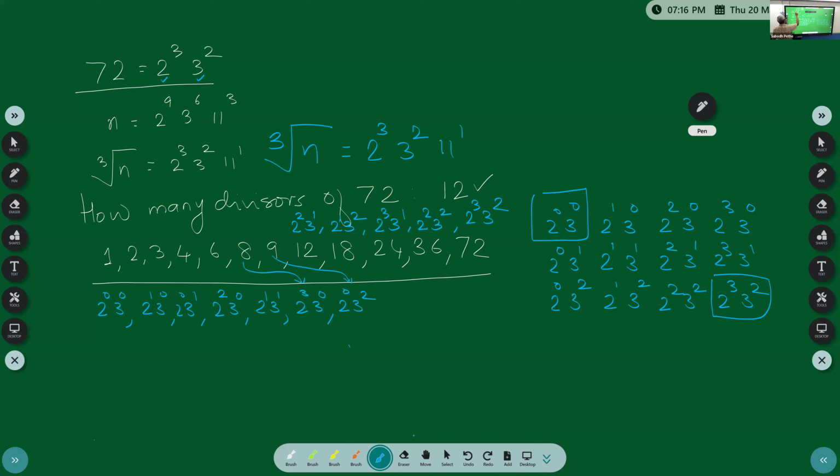So if we look at this, instead of starting from 1, we start from 0. So we get 0, 1, 2, 3 for the powers of 2, and 0, 1, and 2 for the powers of 3. So 4 columns, and 3 rows because of 3.